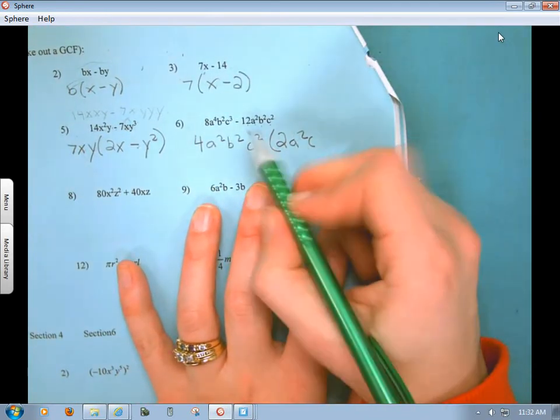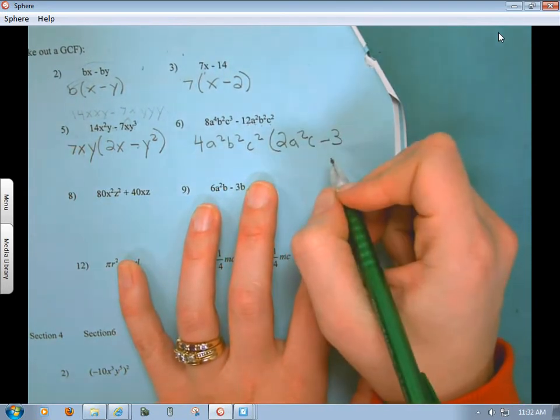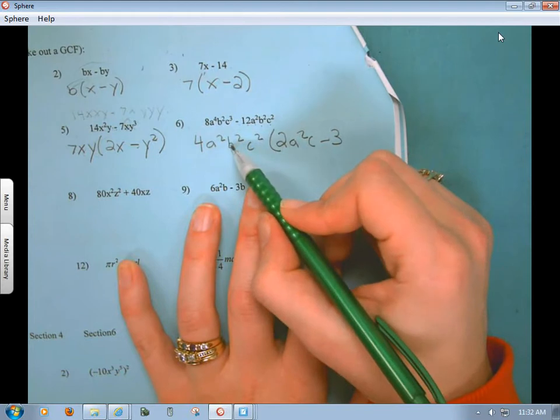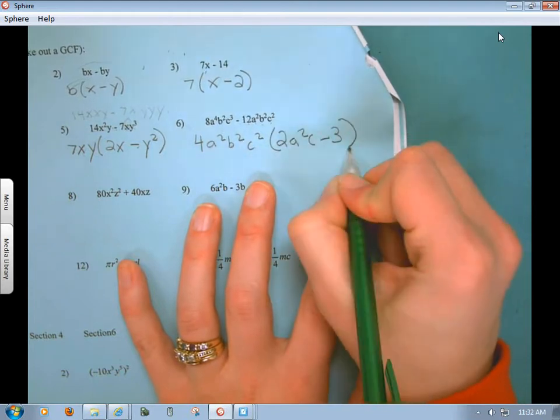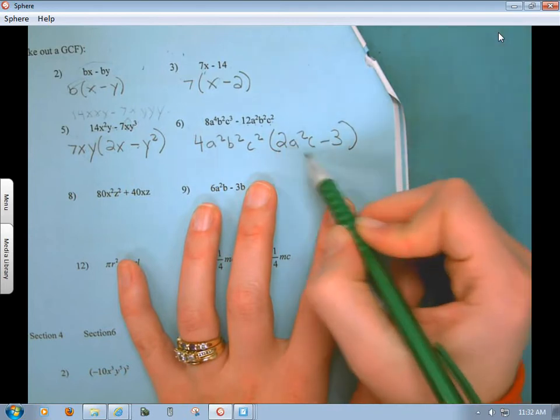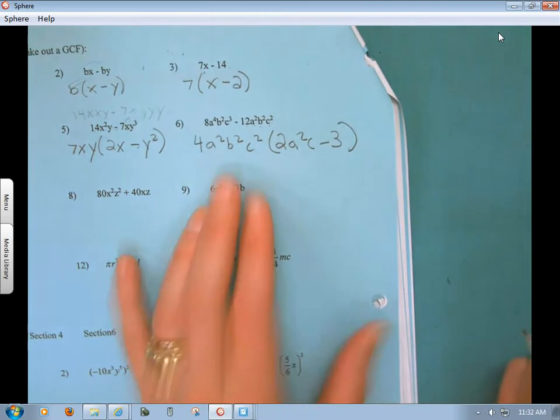Negative 12 divided by 4. A squared divided by a squared. B squared divided by b squared. C squared divided by c squared. All giving us 1. So I'm done. I check inside my parentheses. Nothing else is in common. So my GCF was good.